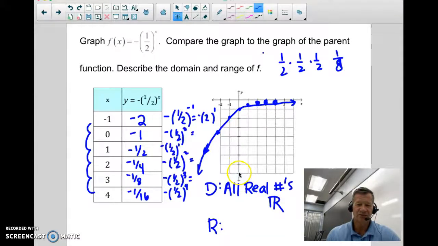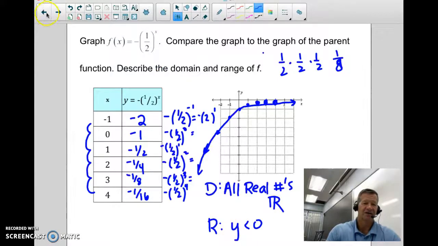So all these y values, -8, -7, -6, -5, -4, -3, -2, -1, it never quite gets to 0. So all these y values are below 0. So we say the range is y is less than 0. And there's your domain and range.